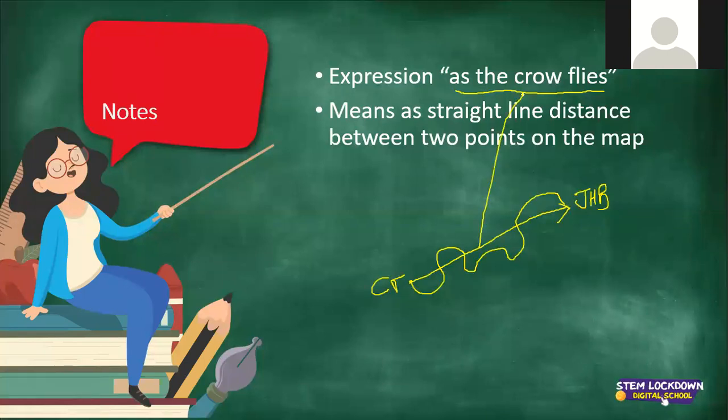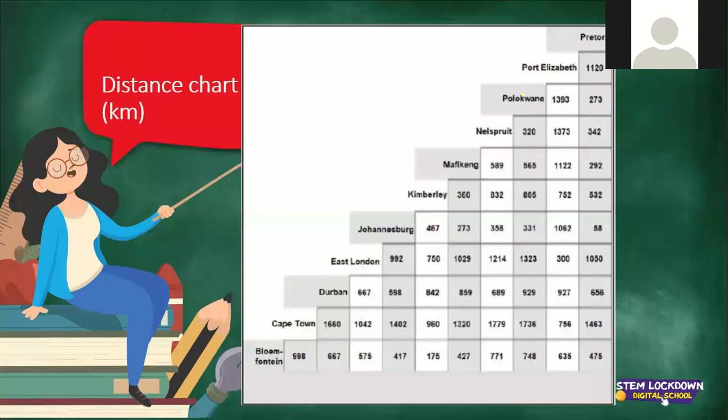Okay, sometimes they're given distance charts, right? How do you analyze distance charts? For example, here on my left side, I have cities. Let me use red. I have Pretoria, PE, Polokwane, Nelspruit, Bafokeng, Kimberley, and so on. So the distance between Pretoria and Port Elizabeth will be 1,120 kilometers, 10 kilometers, by the way. The distance between Pretoria and Polokwane will be 273 kilometers, right? So between these two.